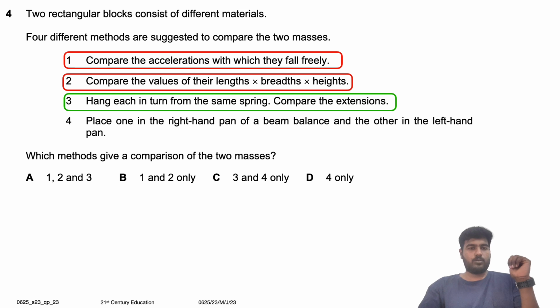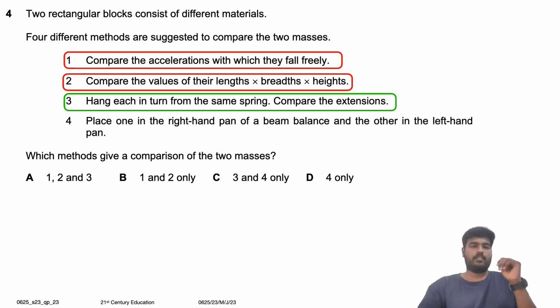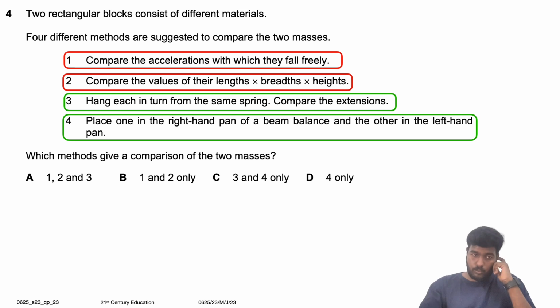Place one in the right hand pan of a beam balance and then the other in the left hand pan. So again here we are comparing both masses by comparing their weights, so sort of moment. Which one is higher, that will go down, and which one is lower, that will go up. Okay, so 4. So which methods give a comparison of two masses? 3 and 4 only.